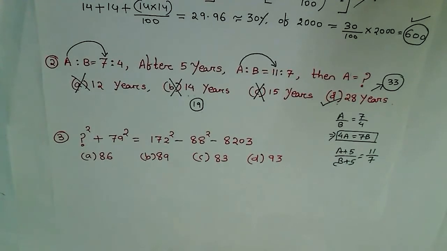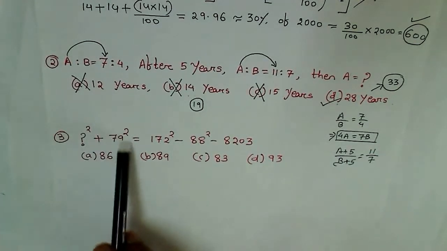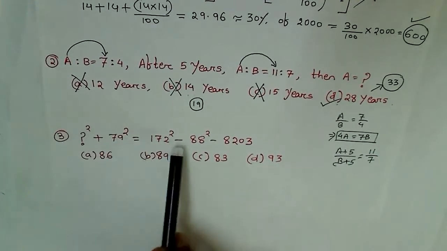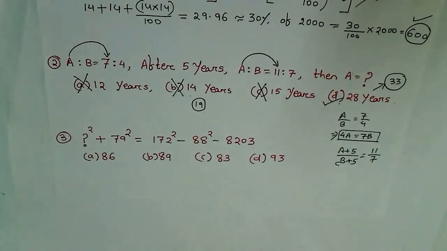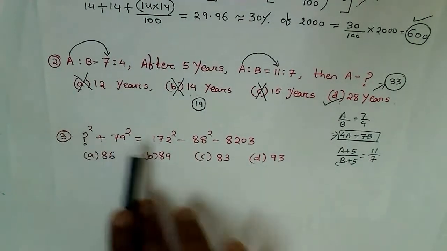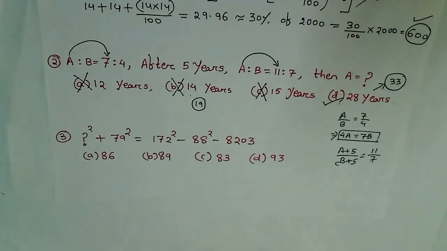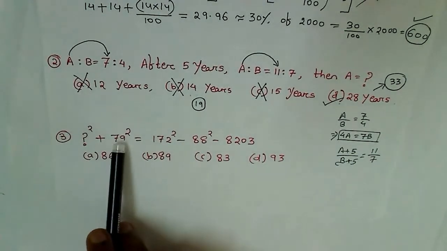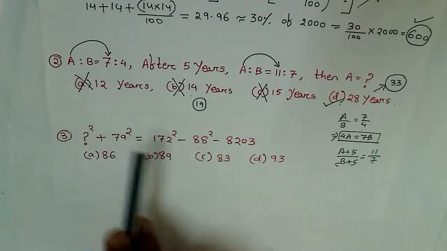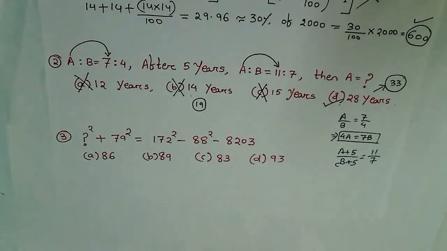We have to avoid lots of calculation. For that, we have to apply some smart way. What is that smart way? Here, this left hand side should be equivalent to right hand side. If left hand side is equivalent to right hand side, then whatever the unit digit place is in left hand side, that should be equivalent to the unit digit place of right hand side.